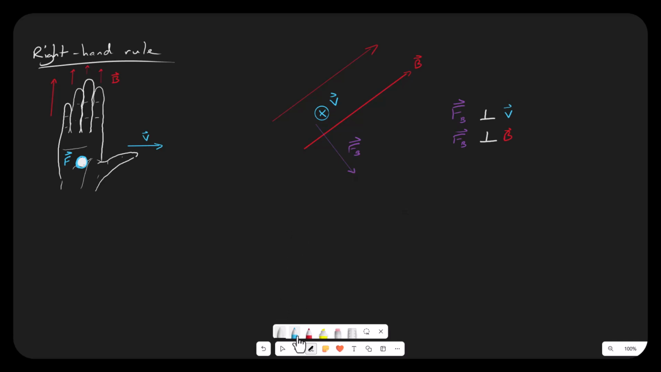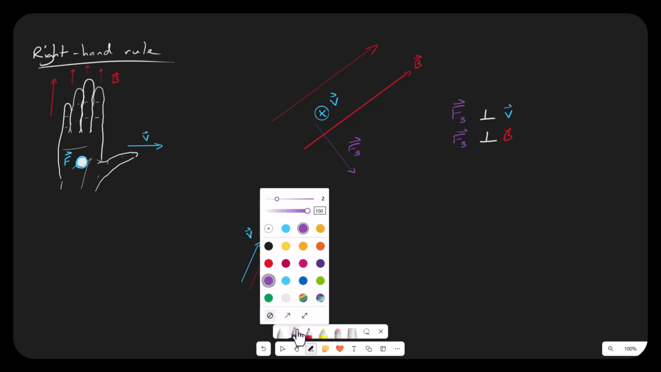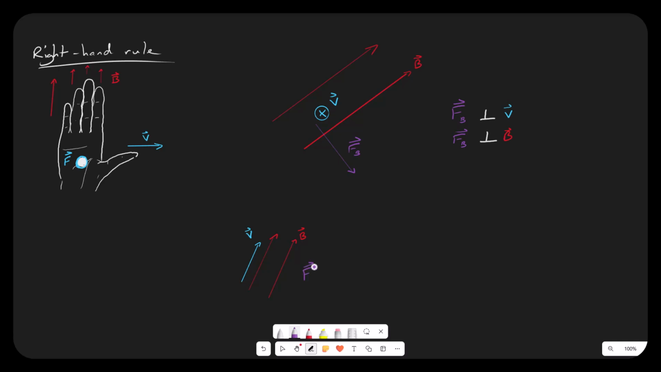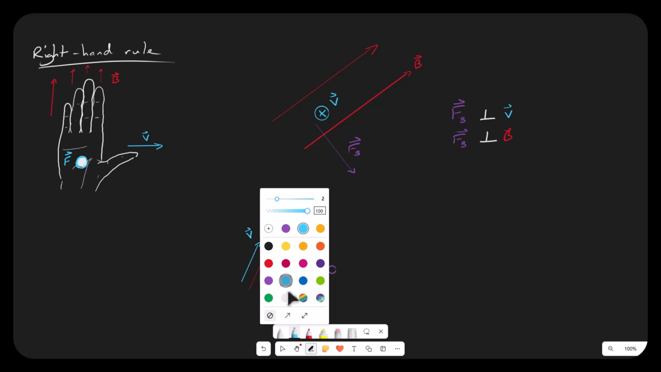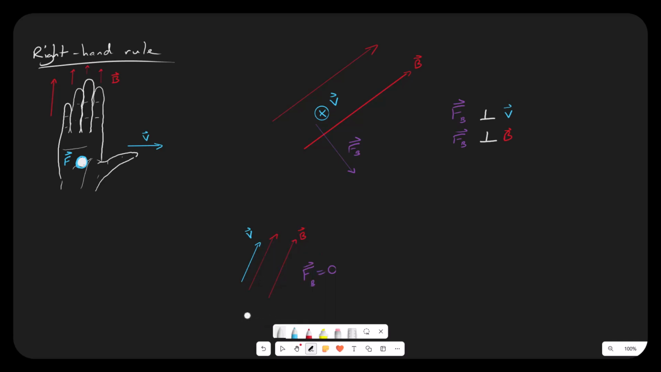If I have a magnetic field that's this way, and I have a velocity that doesn't cross any field lines, then my force is 0. So I have to cross field lines to be able to have this magnetic force. If I do, then I figure out the magnitude by doing Q V perpendicular times B, and I figure out the direction by doing right-hand rule.